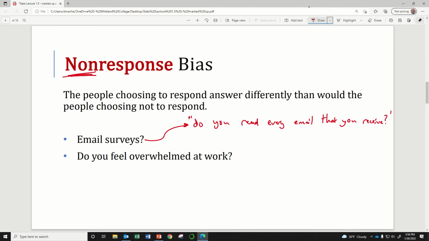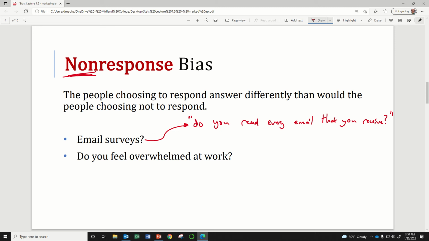Okay, so maybe there's two types of people in the world. There's people who keep up with their email inbox and actually open everything that they receive, and carefully make sure that their email inbox always says 0 unread messages. And then there's other people in the world, people that I know well, who may have tens of thousands of unread messages in their email inbox, right? So imagine a world where you send out an email survey, and in the survey you ask the question, do you read every email that you receive?